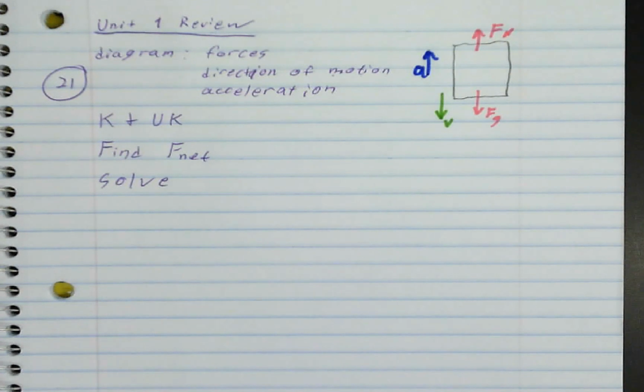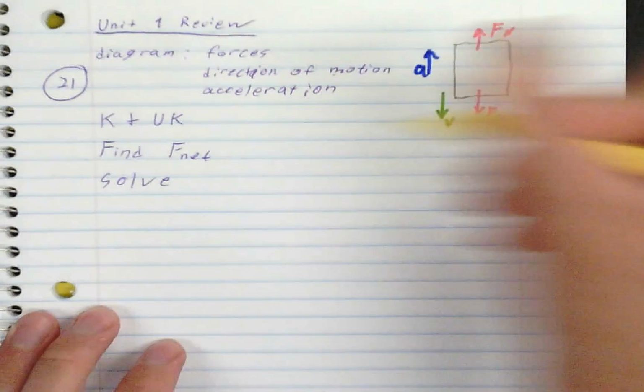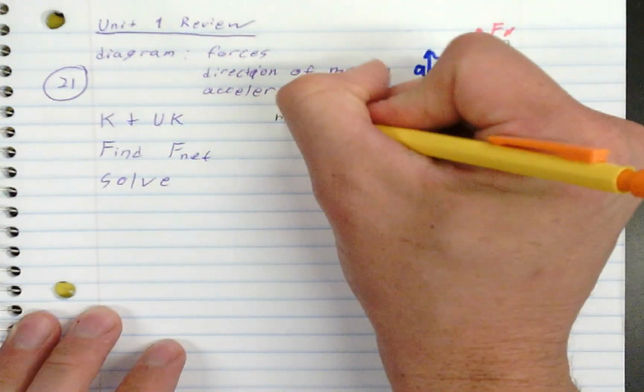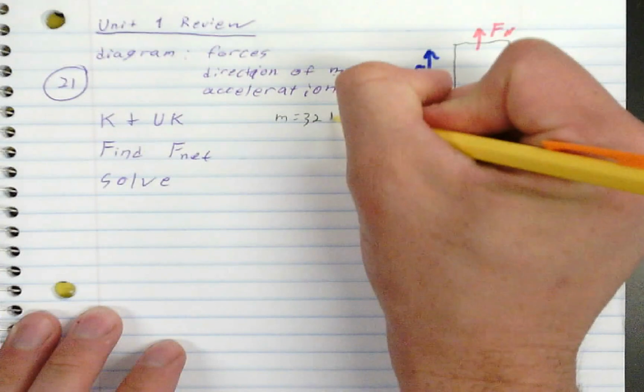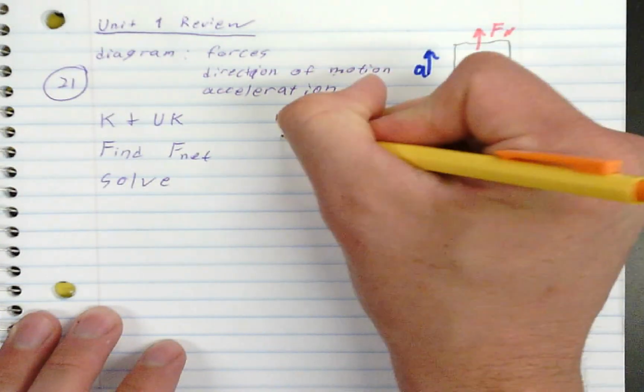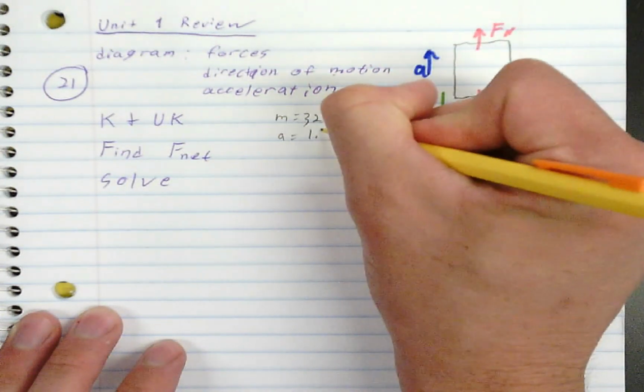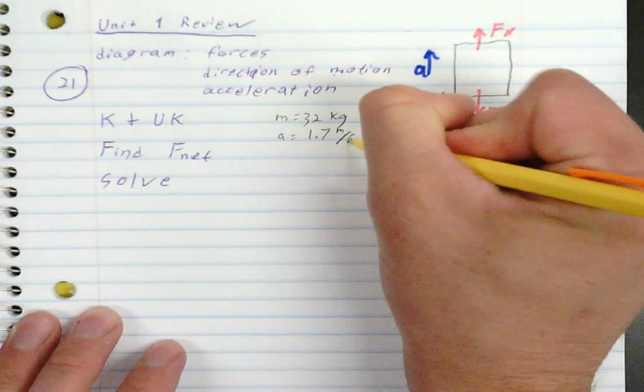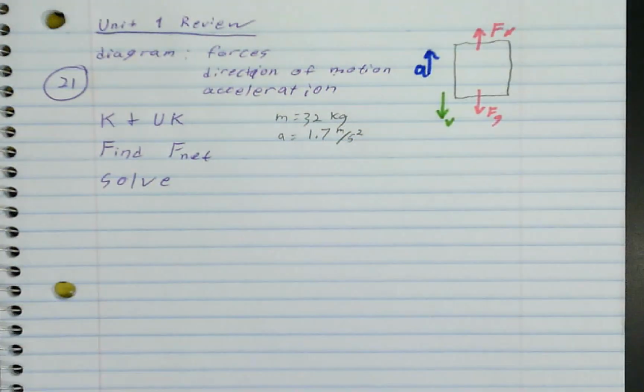So now we're ready to list our knowns and unknowns. There's not a ton of them for this one. We know the mass is 32 kilograms. We know the acceleration is 1.7 meters per second squared. That's really all we have. Doesn't really give me anything else. So that's where we're starting. So once we get that, we need to find the net force.